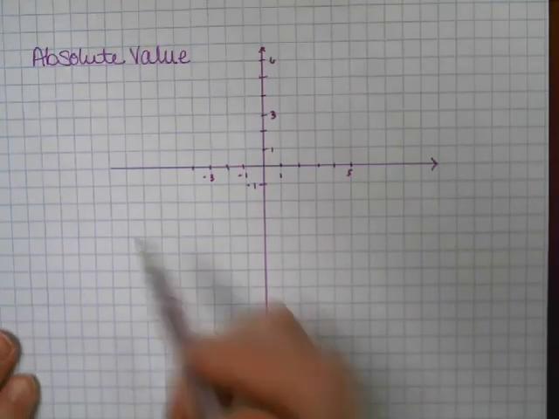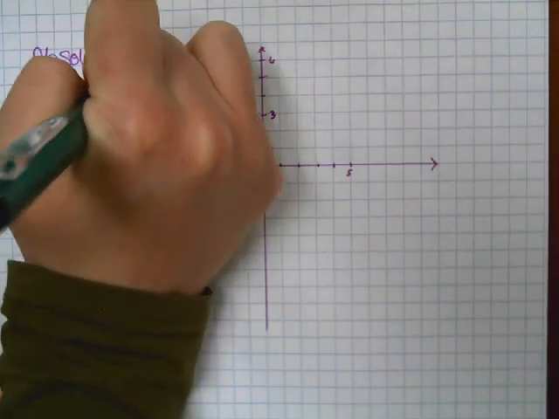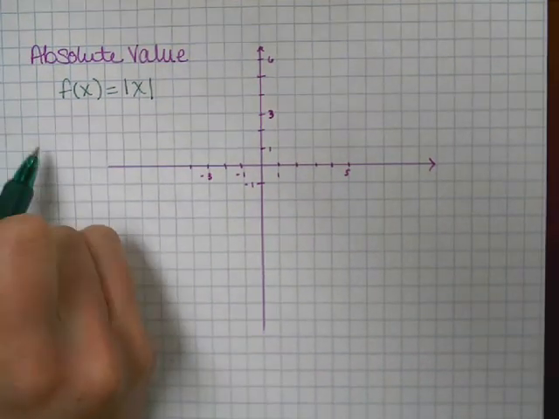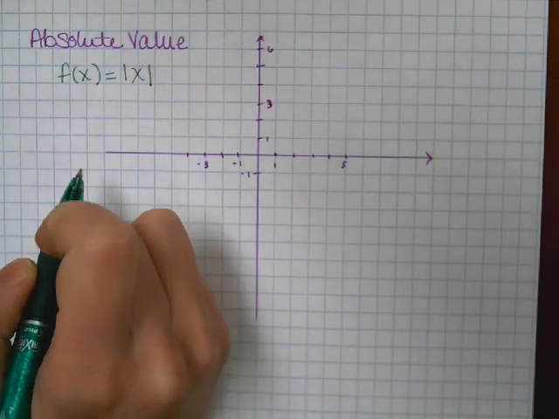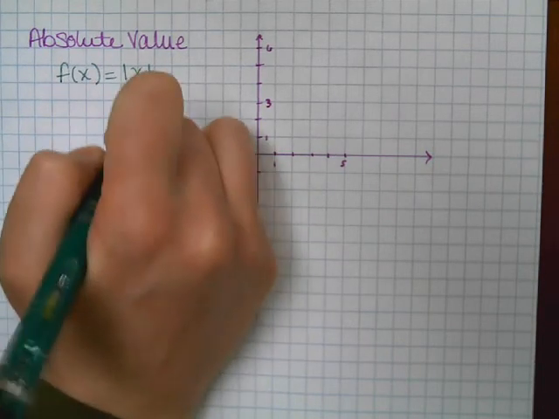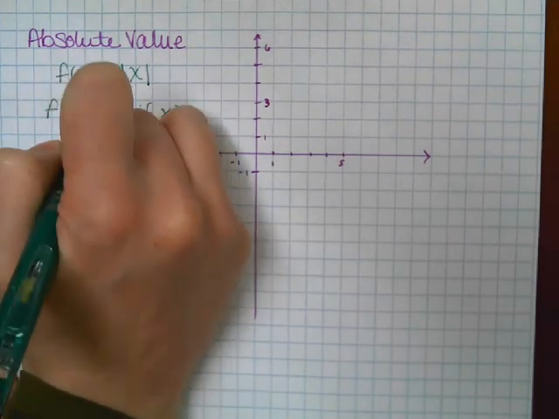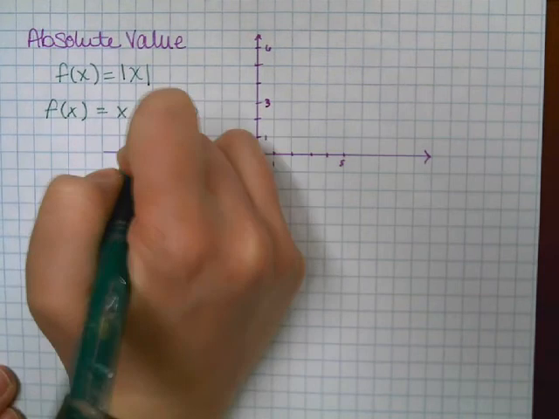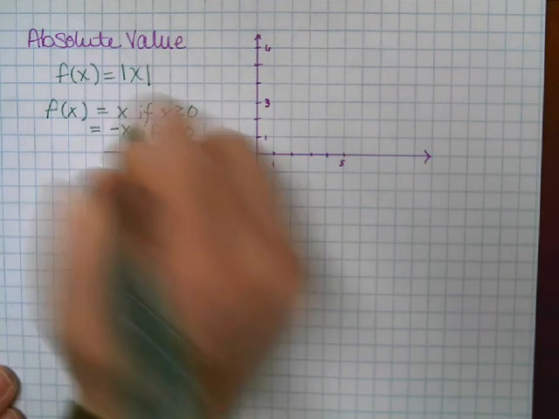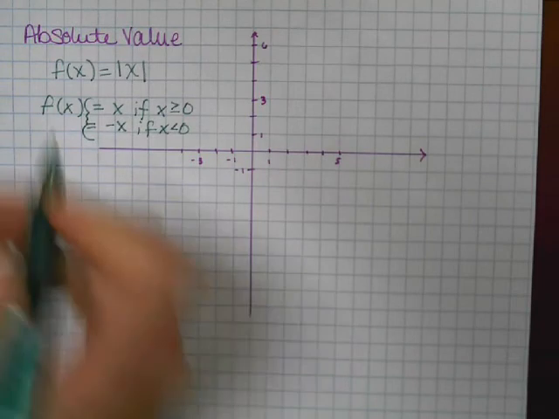The next graph we're going to talk about is the absolute value function, and the absolute value function is f of x equals the absolute value of x. So for this one, we can actually write it as two different lines that come together. Because if x is greater than or equal to 0, then f of x just equals x. But if x is less than 0, f of x will be opposite x, okay? So that's defined piecewise. It's a piecewise defined function.